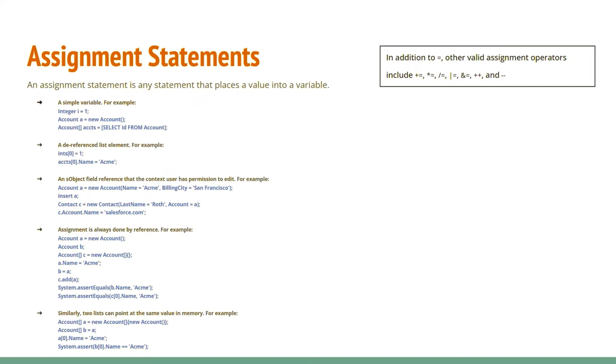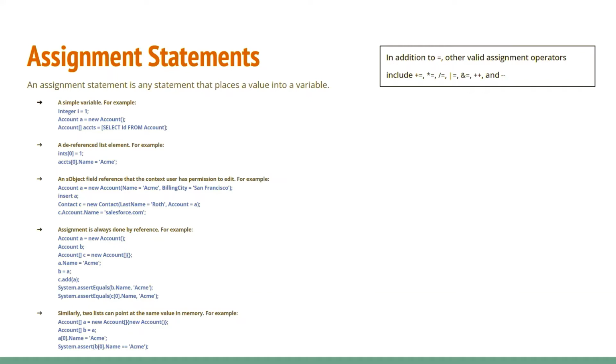Assignment is always done by reference. For example, account equal to new account, and then account B, account C equal to new account A dot name Acme. So it's a reference of that particular thing which is on the right, which will be stored in the left variable to which we are assigning.